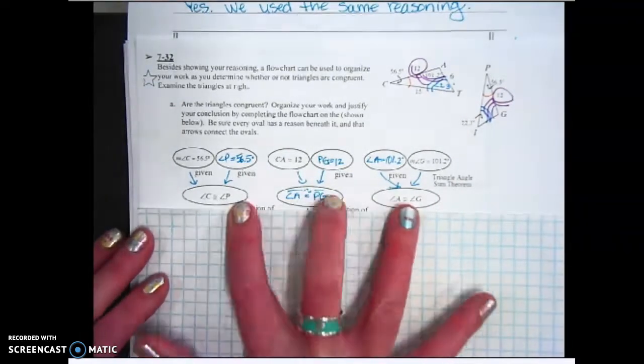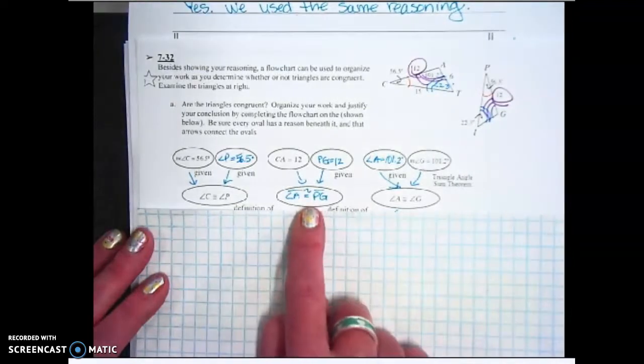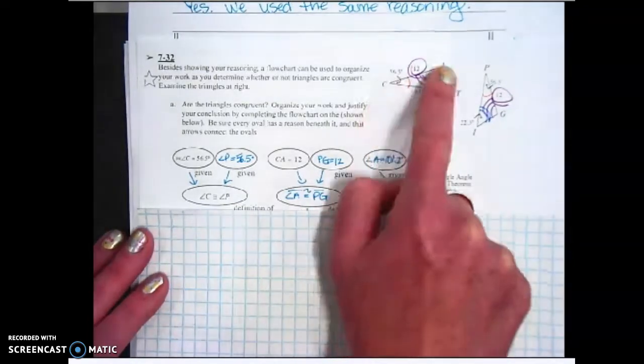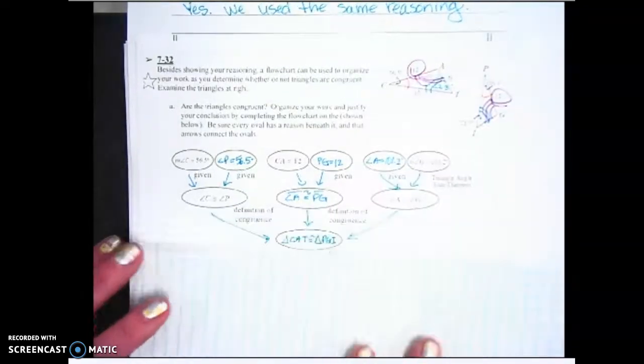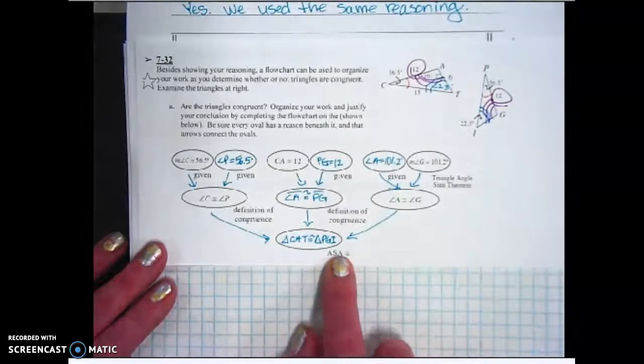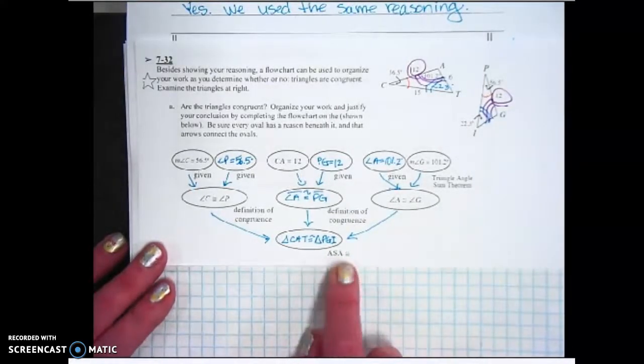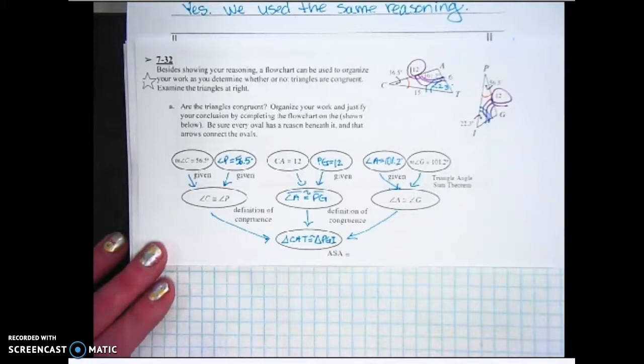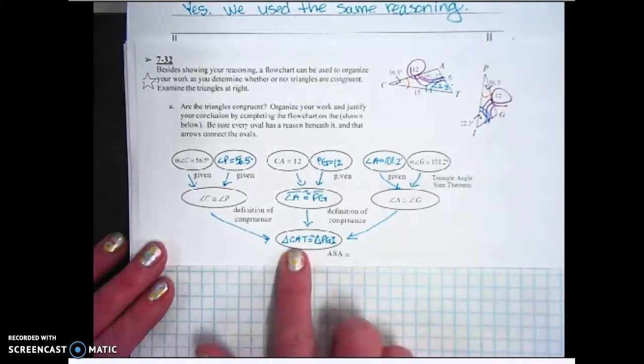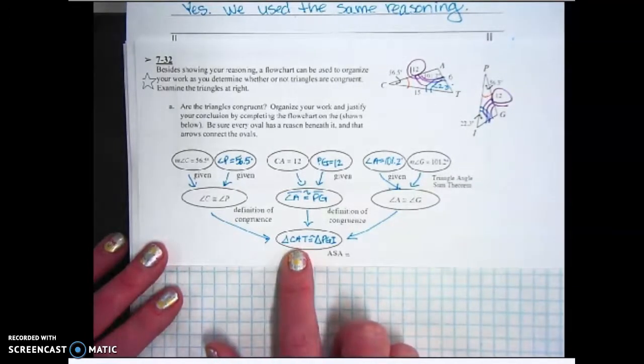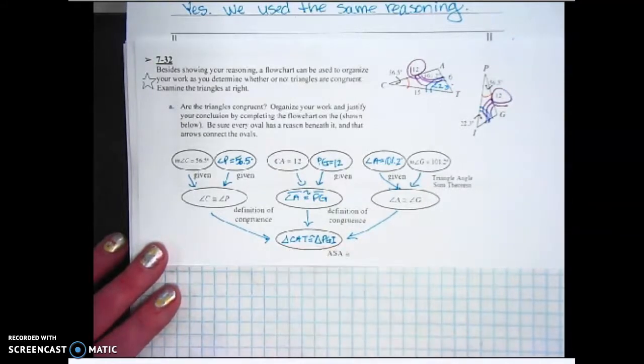Now we've got these three pieces of information. This side is in between those two angles. So we're going to say angle, side, angle. The one on the other page was angle, angle, side, right? So the two triangles are congruent. Triangle CAT is congruent to triangle PGI by angle, side, angle.